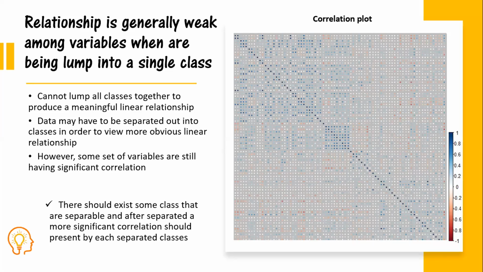So does it mean that if you lump everything together in one class, there are just not many variables that happen together? This shows that there may be some kind of class that you can separate out, and after you separate them out, only then does the correlation reflect. So this is a proof that maybe some classes exist.